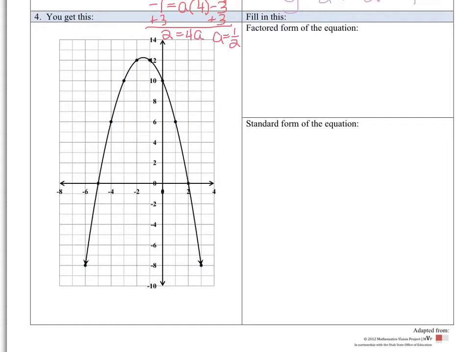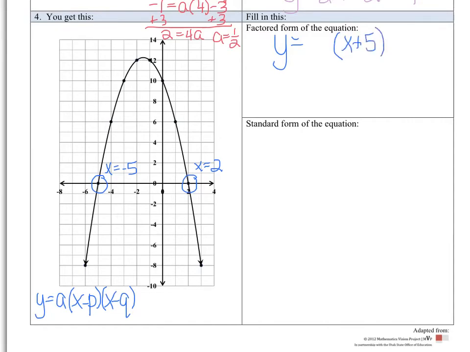Alright, I'm looking for factored form, and the best thing about factored form is if you know the x-intercepts, then you can do factored form. So here we have x equals 2, and we have x equals negative 5. These are our x-intercepts. Remember, factored form is y equals a times (x minus p) times (x minus q). And these x-intercepts are always the opposite because I want to get it set equal to 0. So I know that my shell is going to be y equals some number a times (x plus 5), because it's the opposite, and (x minus 2).